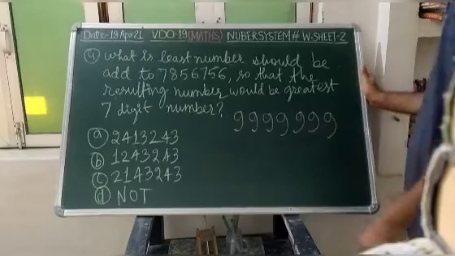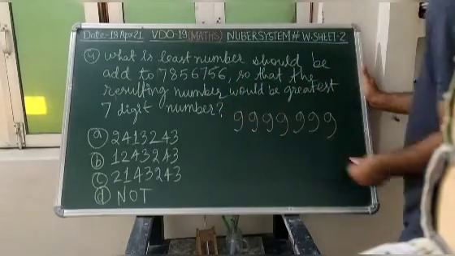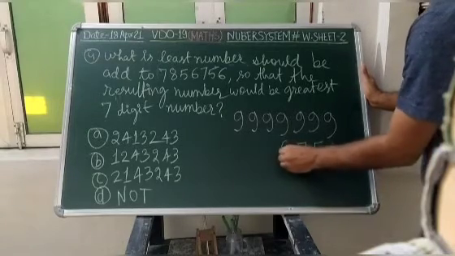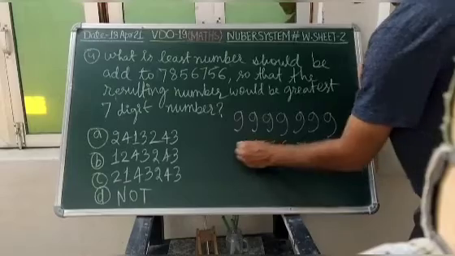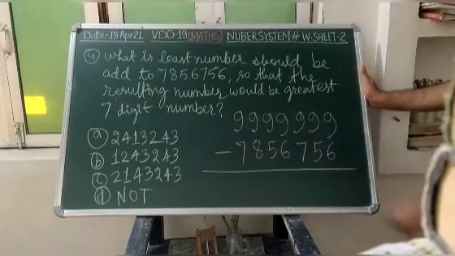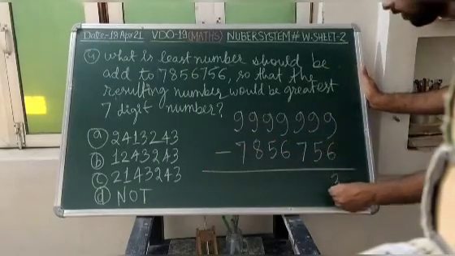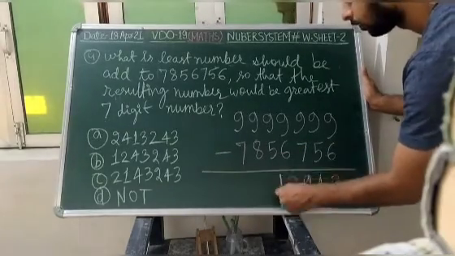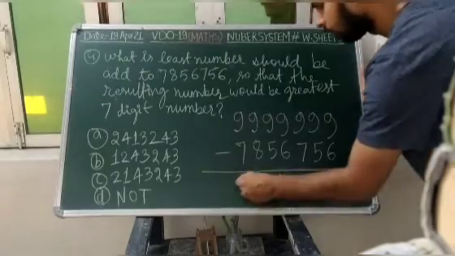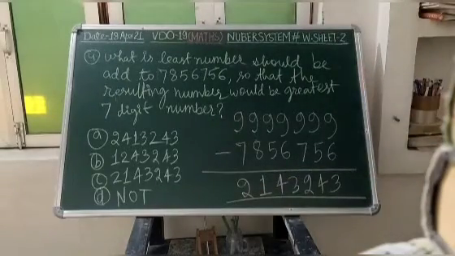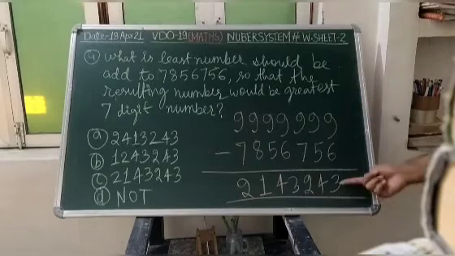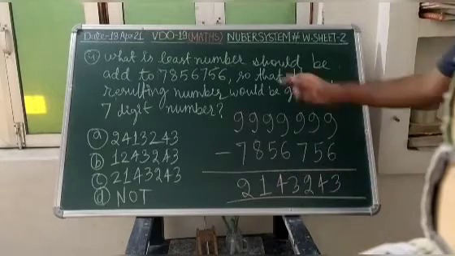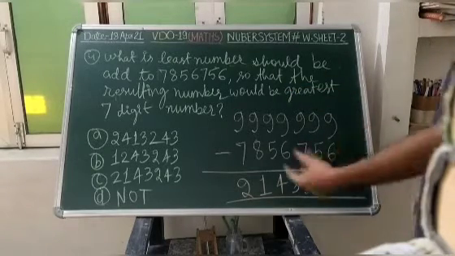From the greatest 7-digit number, we subtract this: 7, 6, 5, 8, 7. So after subtracting, 3 will come here: 4, 2, 3, 4, 1, 2. So to get this, what do we do? We add this. So if we add this much number, that will become the greatest 7-digit number.